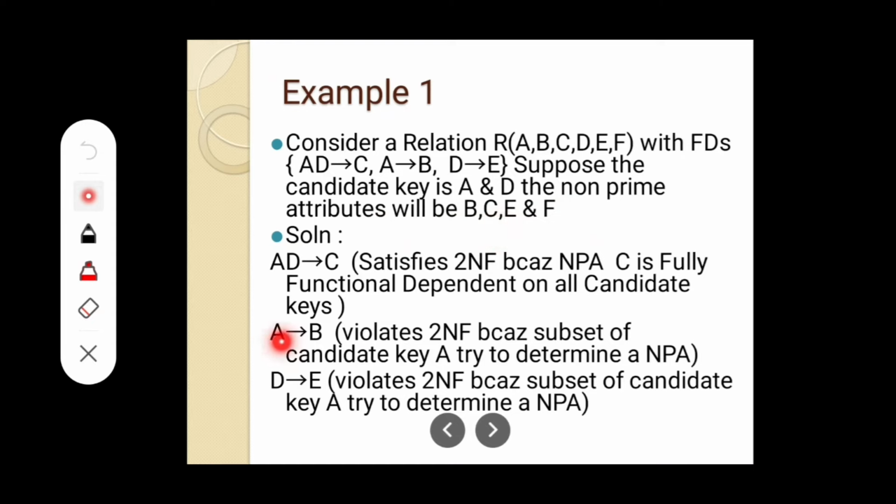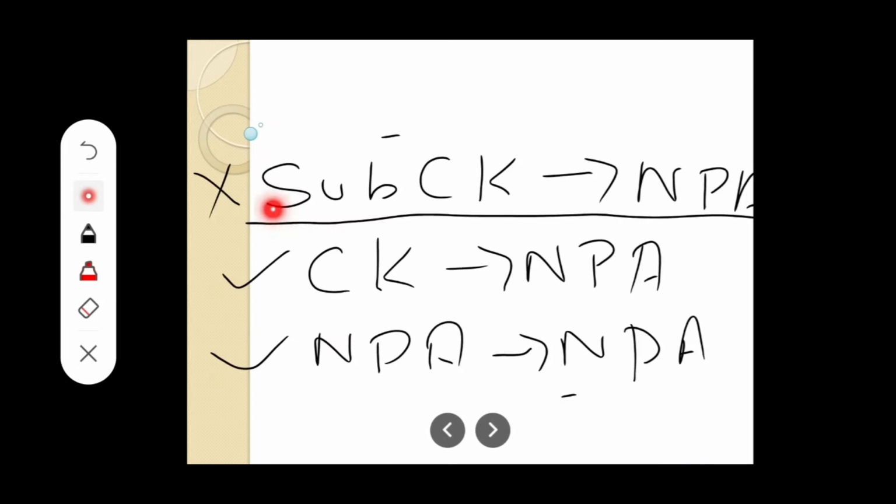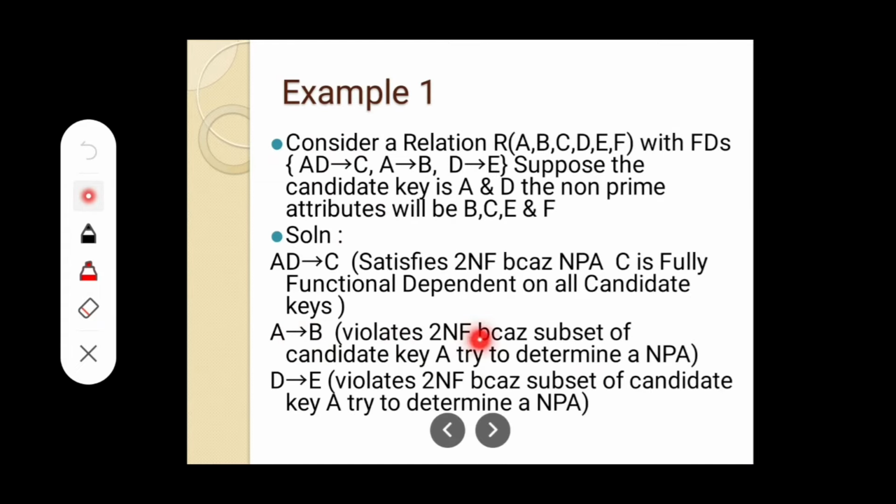So a subset of candidate key determining a non-prime attribute is not 2NF. We have already told that the subset of candidate key determining a non-prime attribute must not happen. Okay, so this is not 2NF. Clear? So we understood that this is not 2NF. Clear? Next, D determines E.